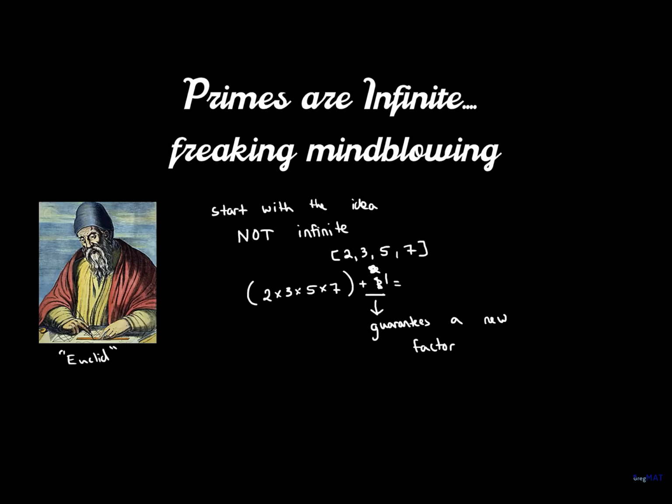2 times 3 is going to be 6. 5 times 7 is going to be 35. 6 times 35 is going to be what? 210, is that right? I believe that's correct. So 30 times 6 is 180. Yeah, it looks like it's going to be 210. Now, notice something about this.